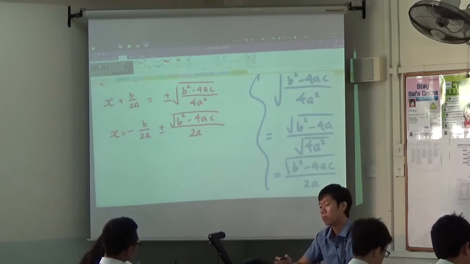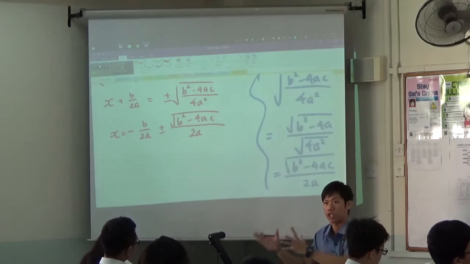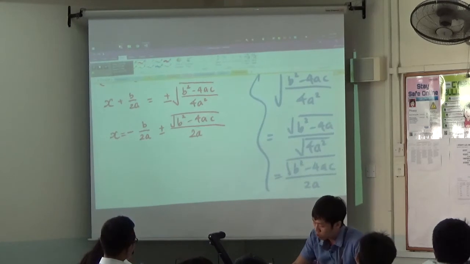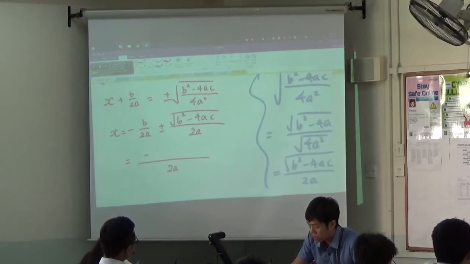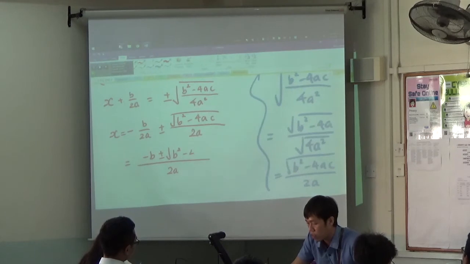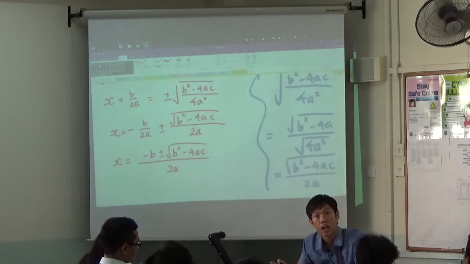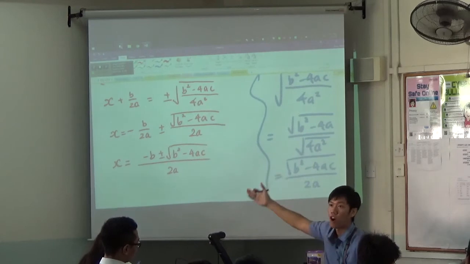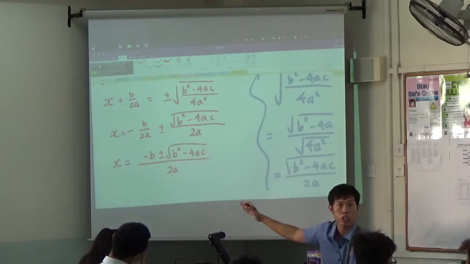I've got a fraction plus minus another fraction. What should I do? Make the denominator the same. Are they the same? Yes, so convenient. I've got a denominator of 2a. First fraction, negative b, plus minus square root b square minus 4ac. So this is my value of x. Anything wrong so far? So what have we actually done? I have formed the quadratic formula.